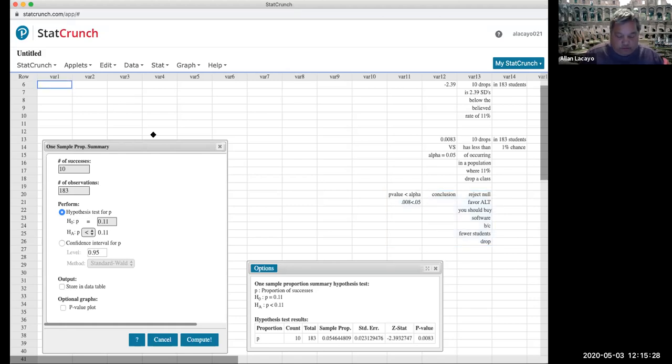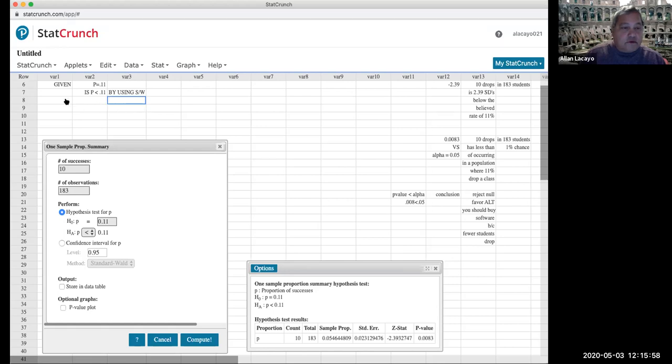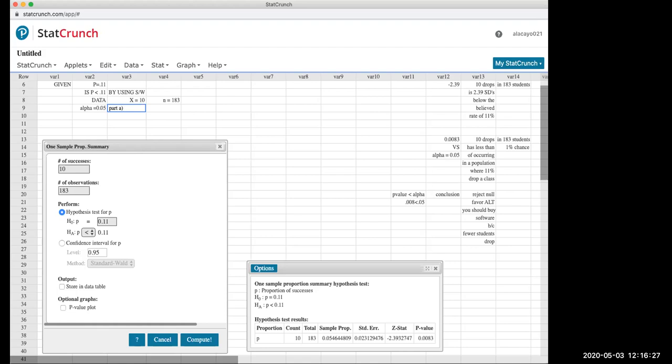In this case, we had a problem where they gave us a bunch of information. They told us that the percentage of drops historically is 11%. They told us that we are wondering if the percentage could be lowered by using software in the class. Then we're given data: the number of drops is 10 and the sample size is 183. And then we're told that we should have a tolerance for reasonable doubt of 5%. This was given to us in part A of the question, not as part of the body of the problem.